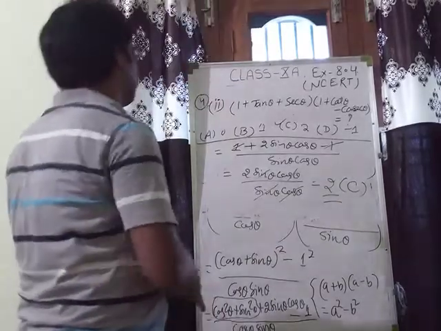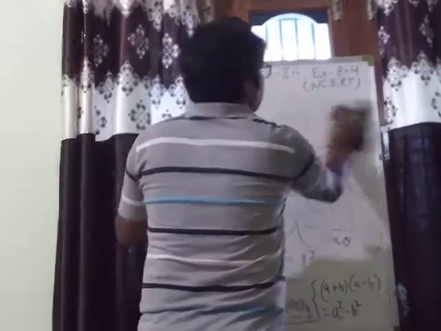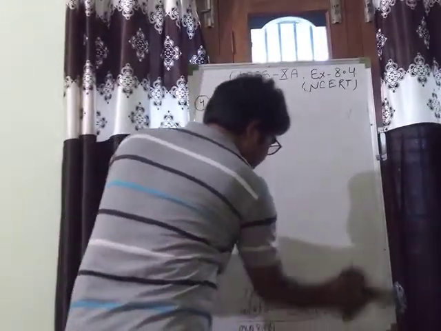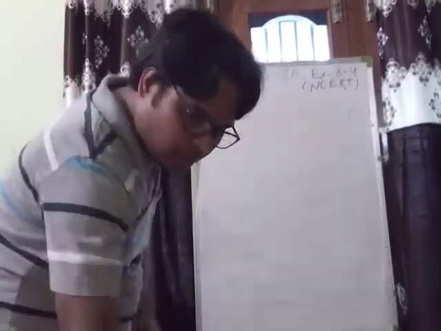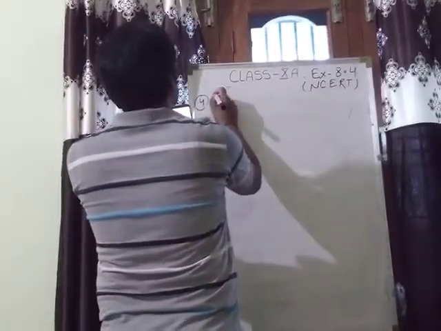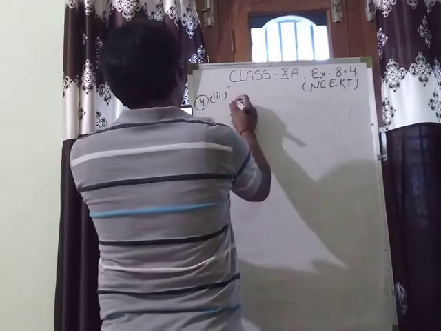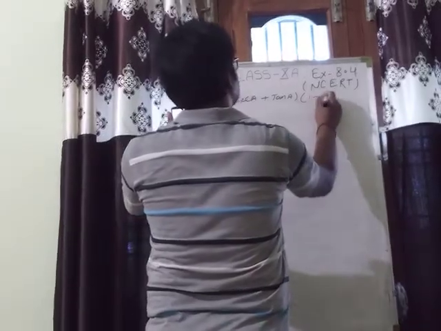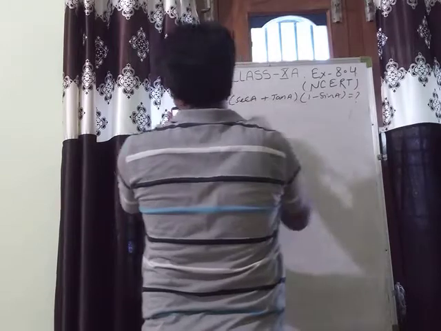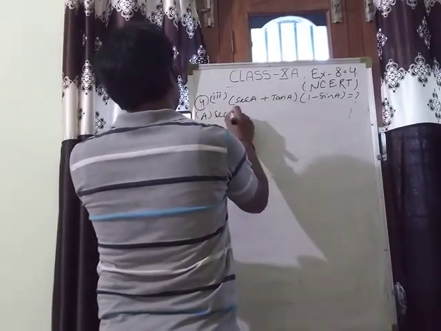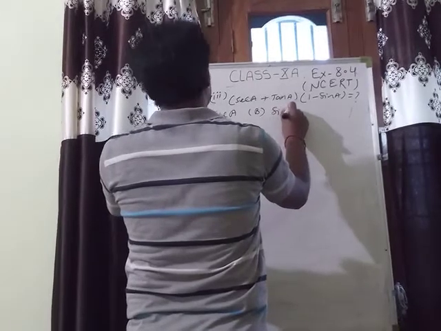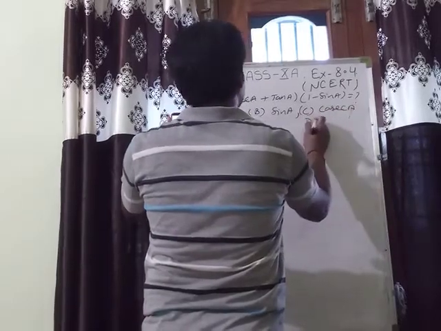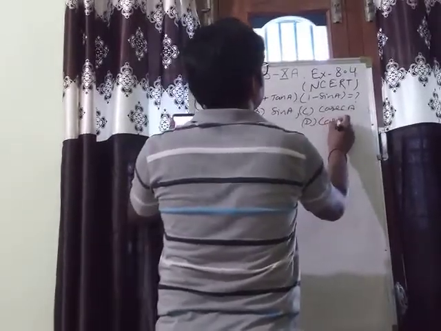Third one. Question number 4, third part. Third part is sec a plus tan a into 1 minus sin a equals to: a, sec a; b, sin a; c, cosec a; and d, cos a. Which one is correct?